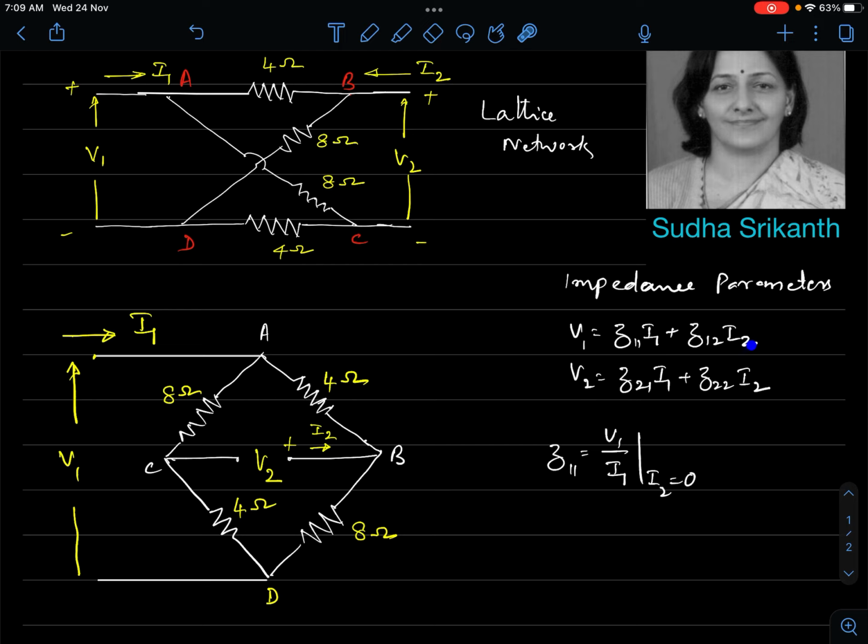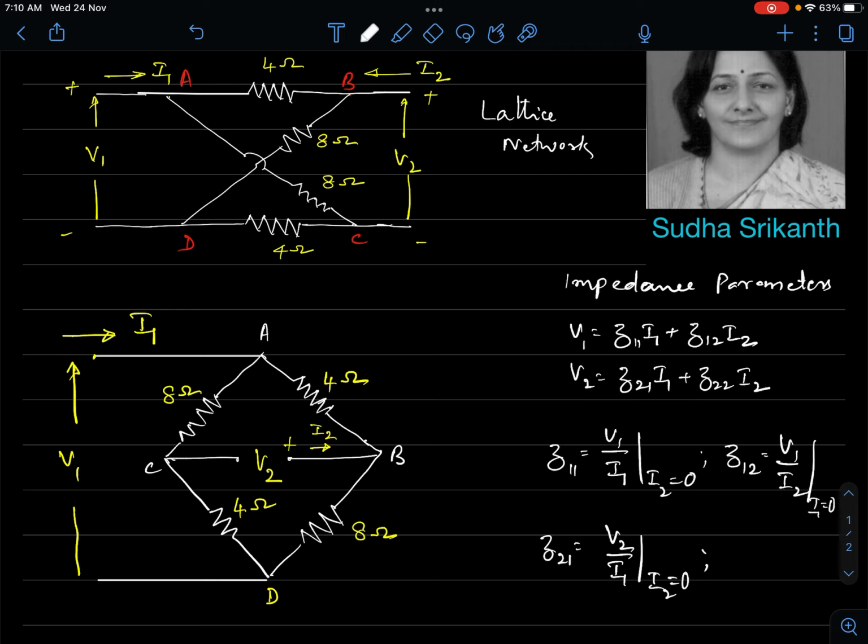Alright, so when I2 is made 0, this is gone, this is 0. So Z11 is V1 to I1, right? That's how it is. So what is Z12? If I want to find out Z12, I have to make I1 0. So that is V1 to I2, with I1 0. And correspondingly, if we want to determine Z21, it is V2 to I1 with I2 0.